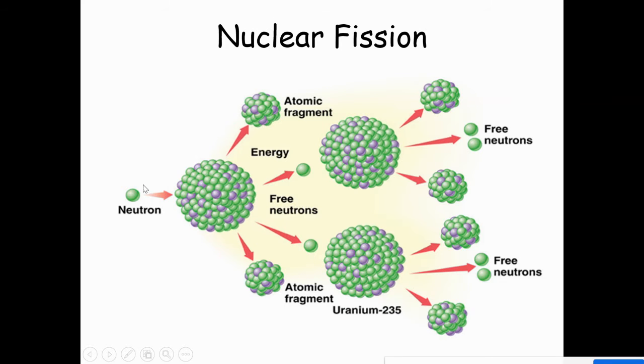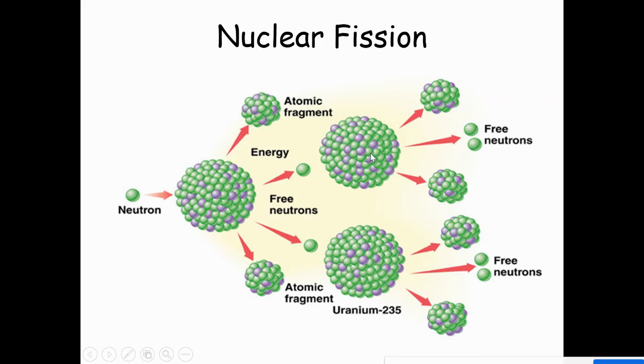And so here's a picture of it. Here's the neutron, hits my uranium. So this would be like my parent atom here. And then these are the daughter atoms here, these fragments that are coming off of it. And then you also get these free neutrons. And so those are going to be flying around.